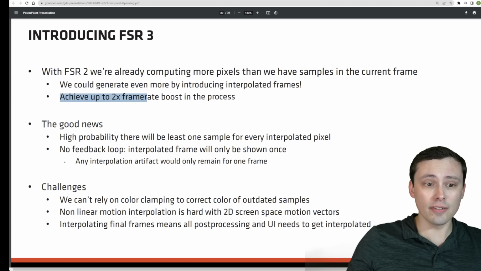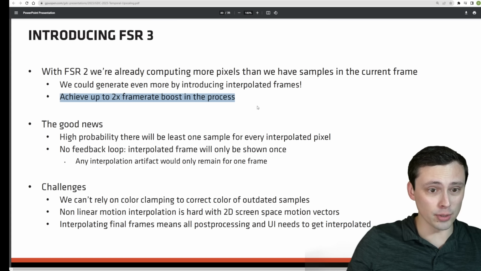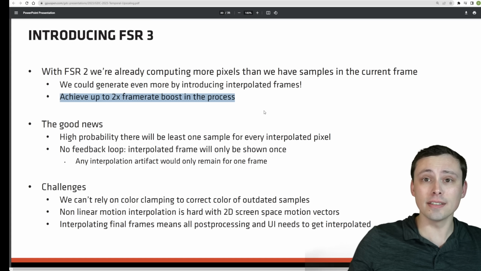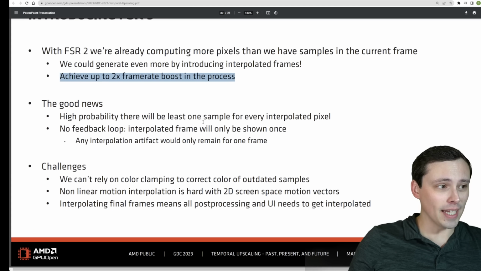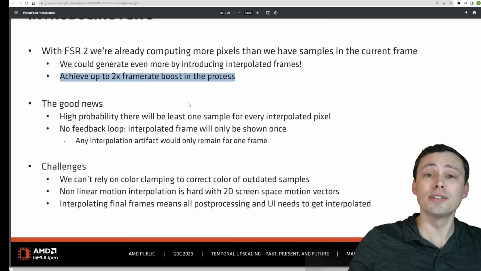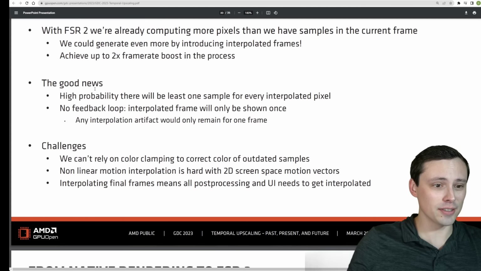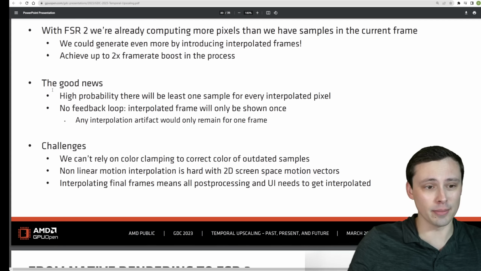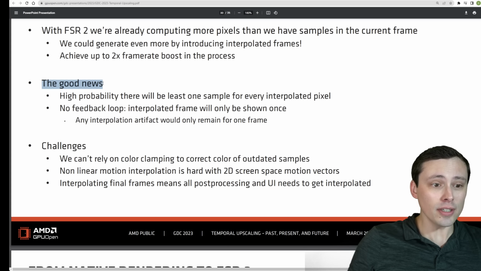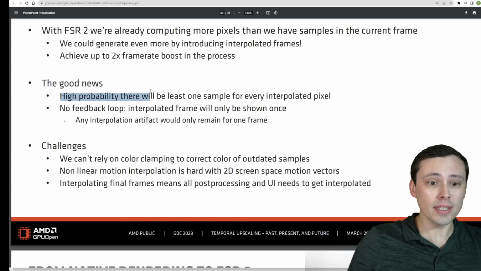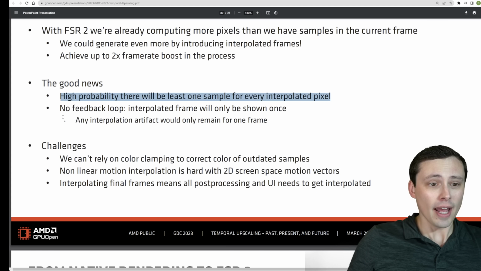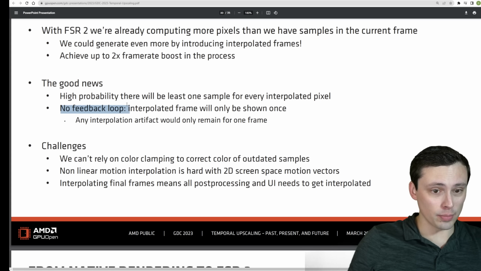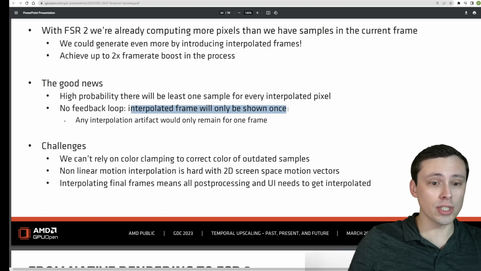They say it can achieve up to a 2 times frame rate boost in the process, again, because you're inserting an interpolated frame in between two actually generated frames, so you can double the amount of frames. The good news, they say, is there's a high probability there will be at least one sample for every interpolated pixel, and that there's no feedback loop, which means interpolated frames will only be shown once, so any interpolation artifact would only remain for one frame.